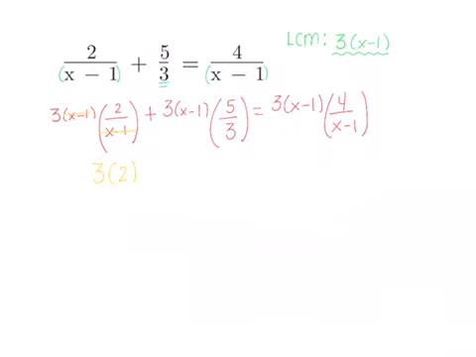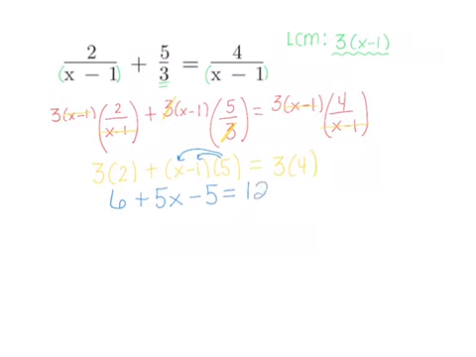In this next one, the 3's will cancel. So I'm left with this (x minus 1) times this 5. So I'll go back and take care of that in a minute again. And then over here, these x minus 1's will cancel, so we're left with 3 times 4. So now we're going to do any distributing or multiplying. 3 times 2 is 6. I need to distribute this 5, so it kind of looks backwards. So 5 times x is 5x. 5 times negative 1 is negative 5. And then over here, 3 times 4 is 12.